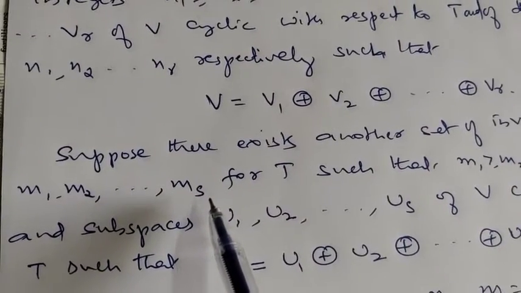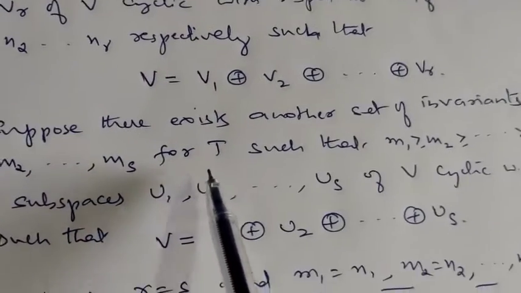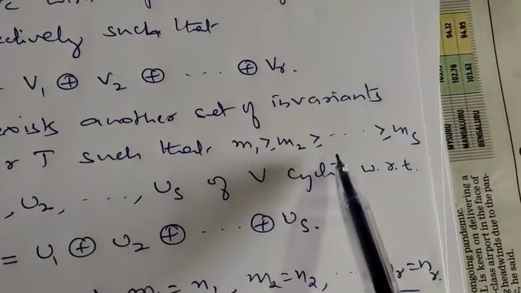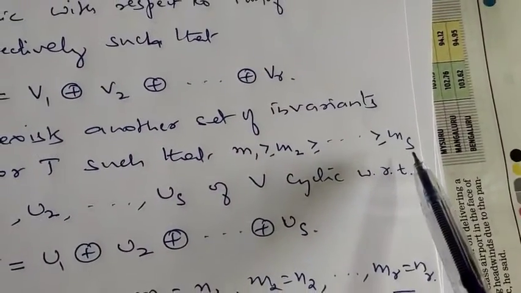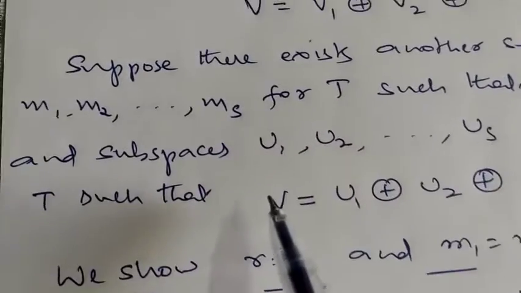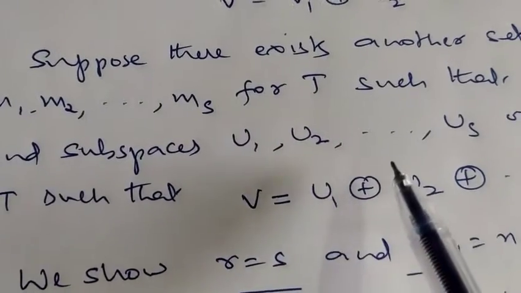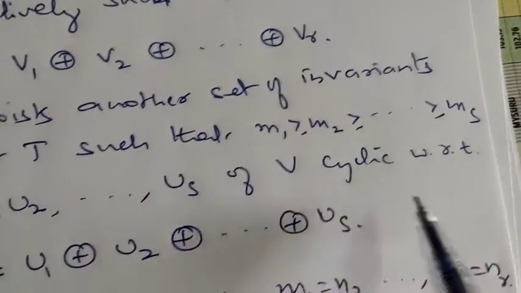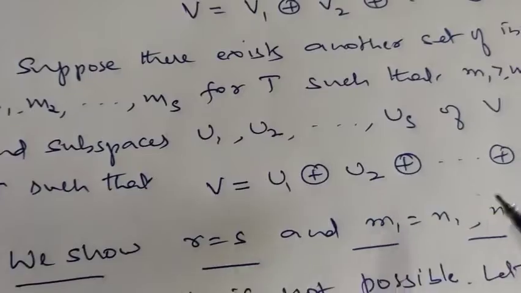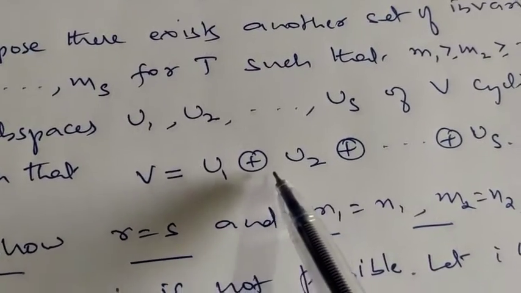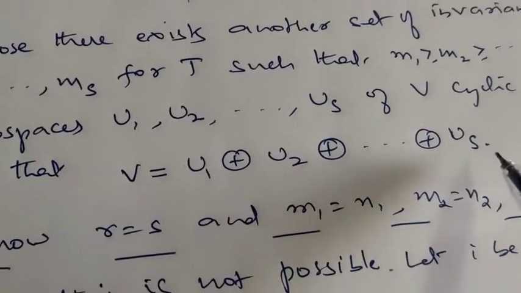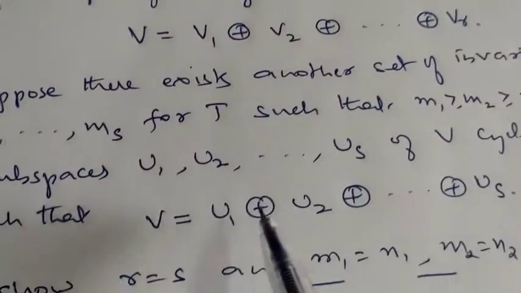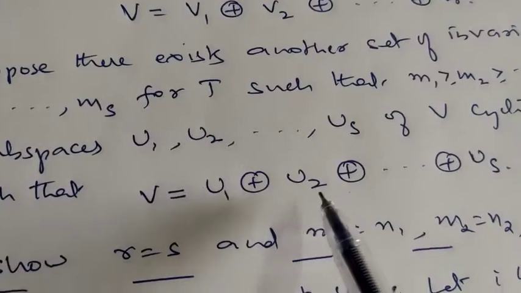ms. Another set of invariants for the transformation T such that m1 is greater than or equal to m2, greater than or equal to m3 and so on greater than or equal to ms, and subspaces U1, U2 etc. Us of V cyclic with respect to T such that V is the direct sum of U1 plus U2 etc. up to Us. So V is the direct sum of V1, V2 etc. Vr, also V is the direct sum of U1, U2 etc.